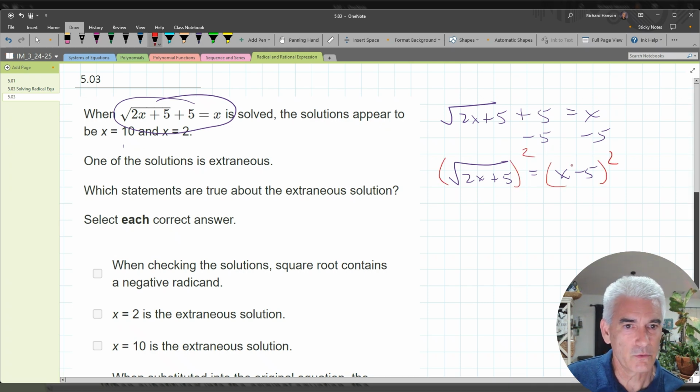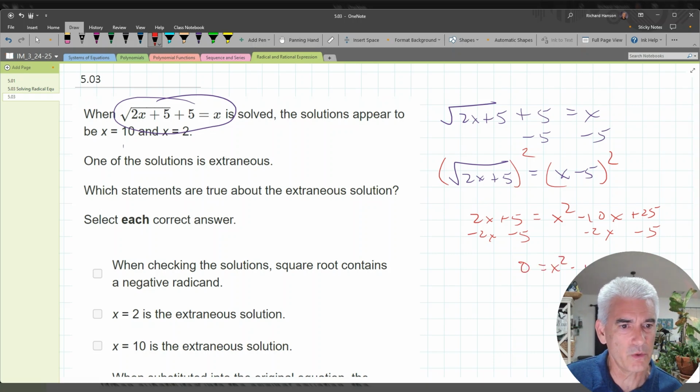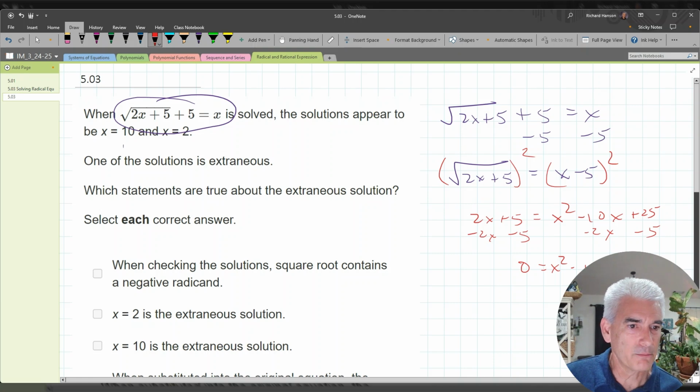Squaring this is easy. I get 2x plus 5. Squaring this is still kind of easy. It'll be the square of a binomial. It's going to be x squared minus 10x plus 25. Now I have a quadratic equation. We need to get everything to one side or the other. I'm going to subtract 2x and subtract 5 from both sides, minus 2x minus 5. So I get 0 equals x squared minus 12x plus 20.